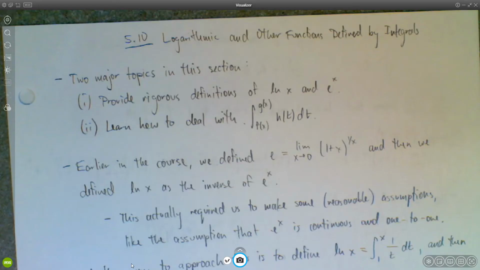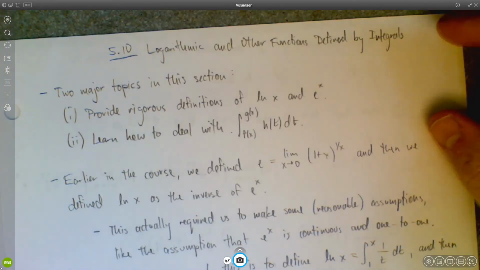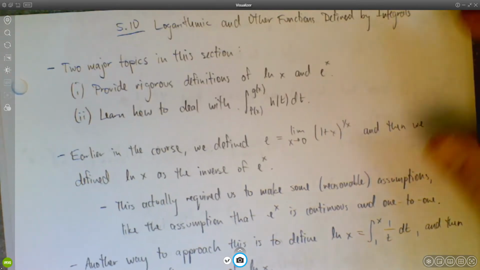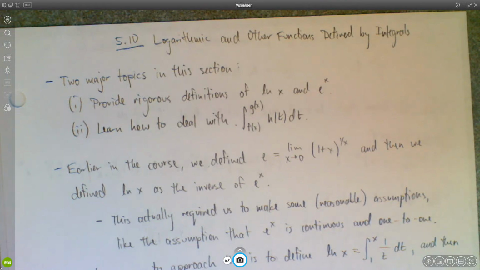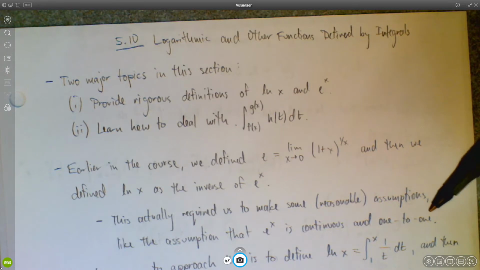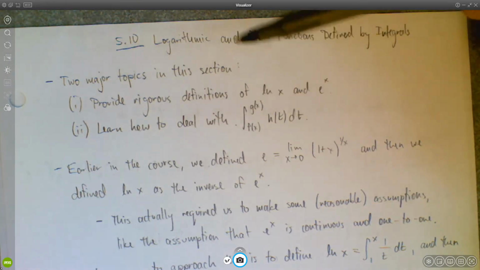All right, so last section in this course, 5.10, we're going to talk about functions that are defined by integrals. And the main one we're going to look at is the logarithmic function. But there are other functions that are useful that we define with integrals. And it may seem a little bit silly to go back and talk about logarithmic functions because we've been talking about their derivatives and their integrals all semester.